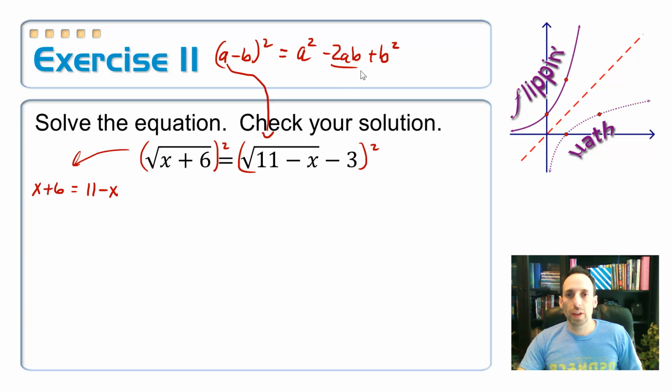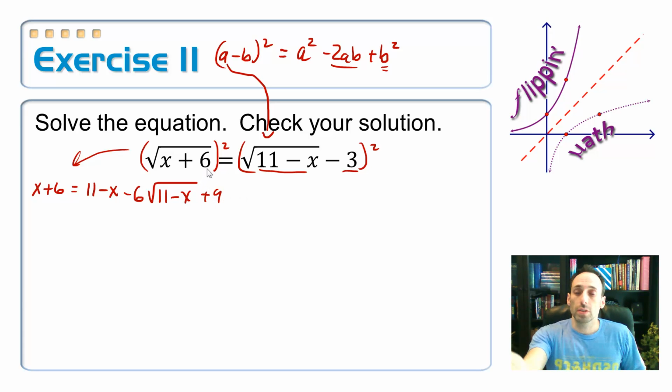Okay, now I'm supposed to have minus 2 times a times b. So that's these two things multiplied together and then doubled. So minus 6 square root of 11 minus x. And then finally my b squared, so that's my 3 plus 9. So can you see, I just squared both sides and I didn't get rid of all the square roots. I still have one in there. Actually, I generated a new one. So I'm going to isolate it.